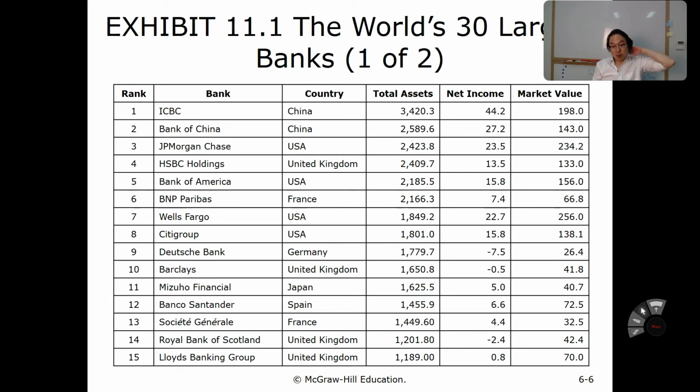And the next one is Deutsche Bank, right? Deutsche Bank, coming from Germany, right? It was established in 1871.